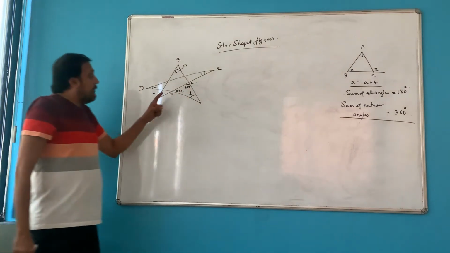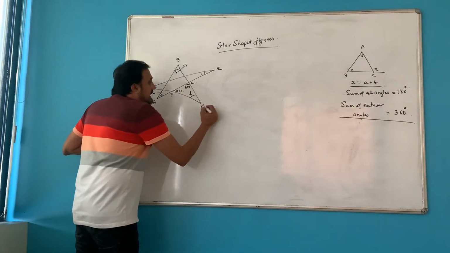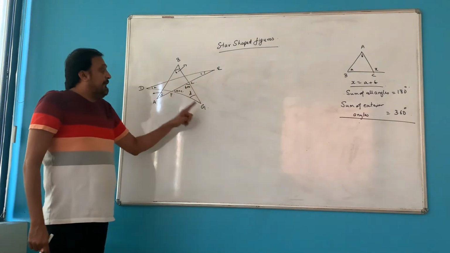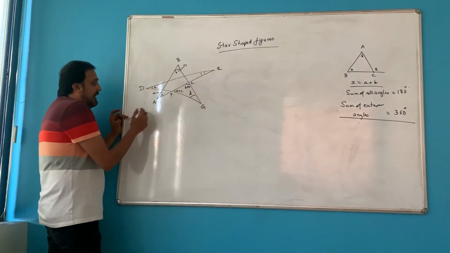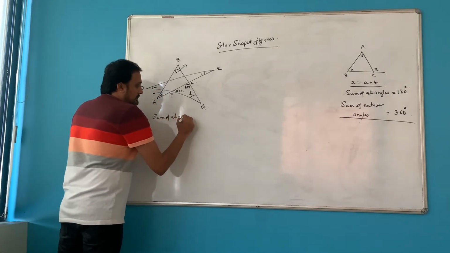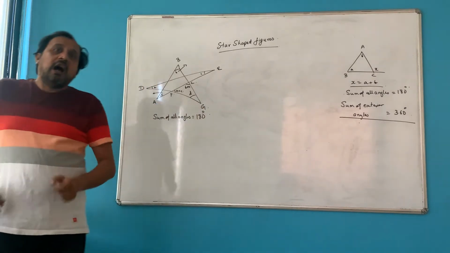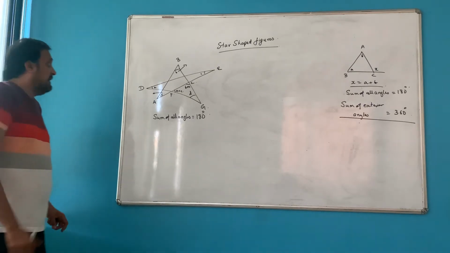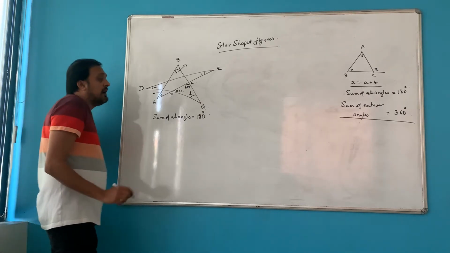We've got everything now from A, B, C, D, E. These are essentially nothing but the interior angles of triangle CFG, which is equal to 180 degrees. So for a star-shaped figure, the sum of all the angles is equal to 180 degrees. Now, this is a 5-sided star-shaped polygon, that is what we have here.